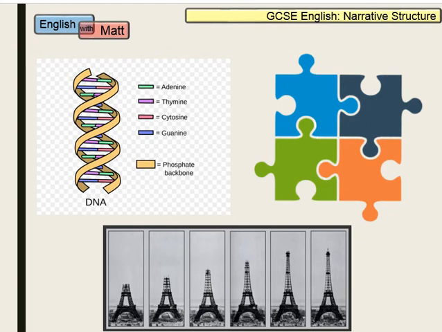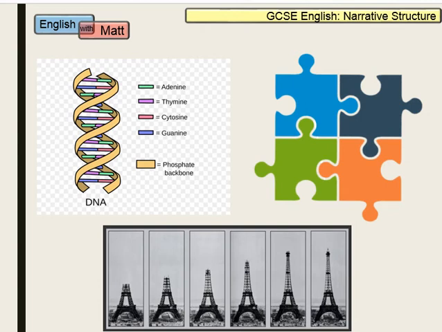So we've got the Eiffel Tower there at the bottom. We can also think about the structure of DNA, and again, DNA is full of different components which all fit together and will work together to create DNA. And the final example is a jigsaw puzzle. We can think of the structure of a jigsaw puzzle, all those different bits that need to fit together to create the overall structure of the puzzle, which will then present us with the image that we are trying to make. So it's the same thing with narrative structure for question 3.